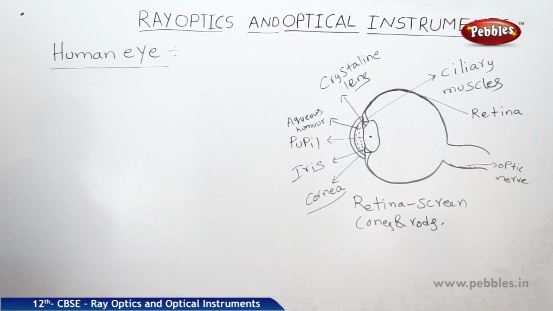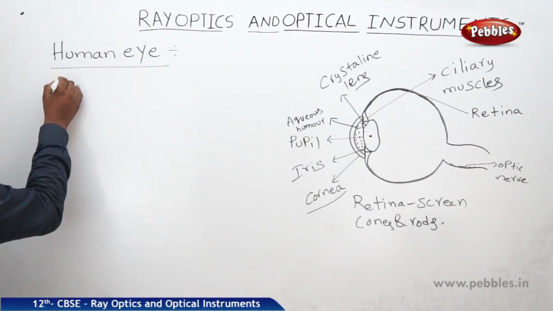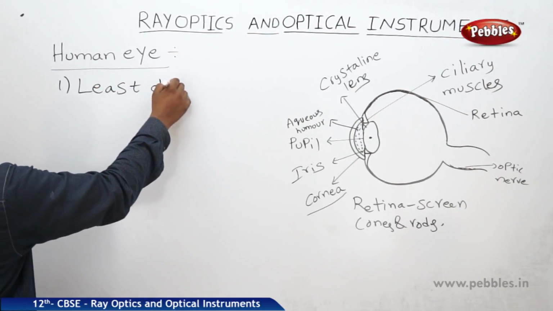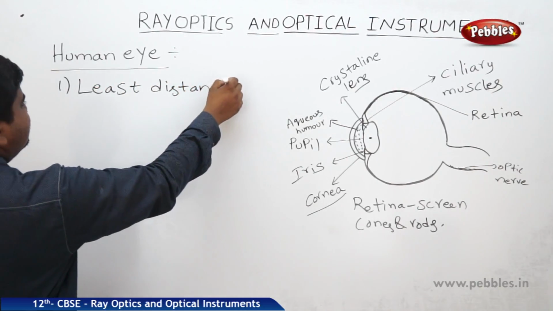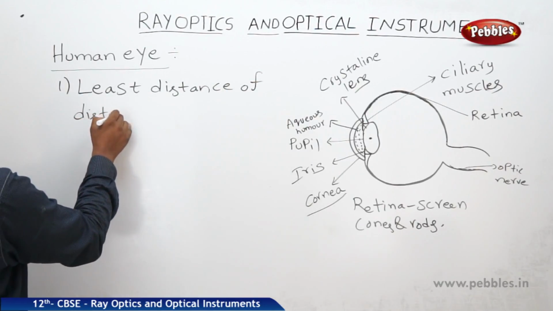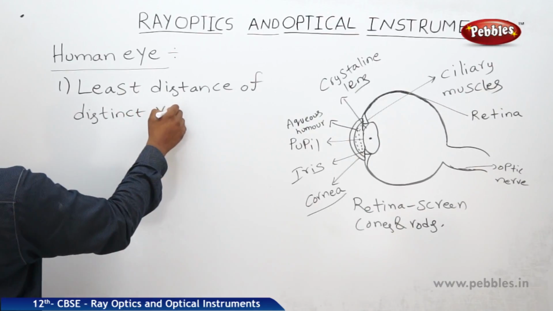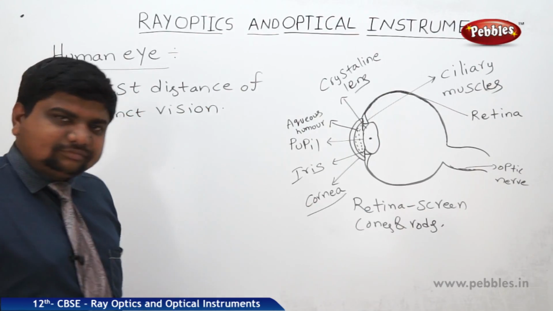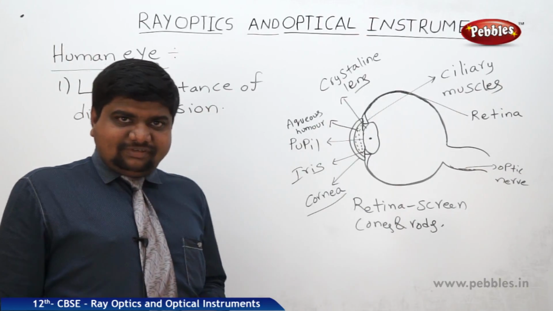So there are some factors in the human eye. The first one we should know is the least distance of distinct vision. So what is the least distance of distinct vision?